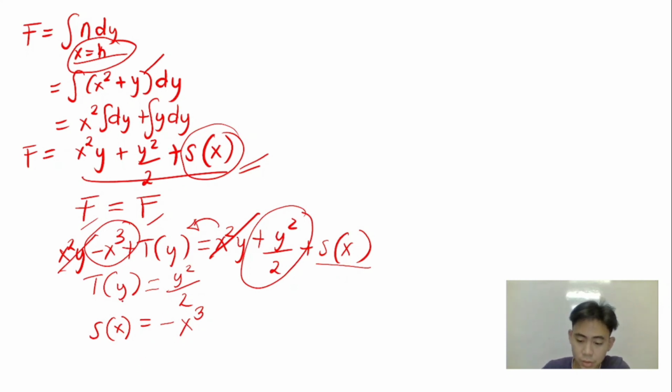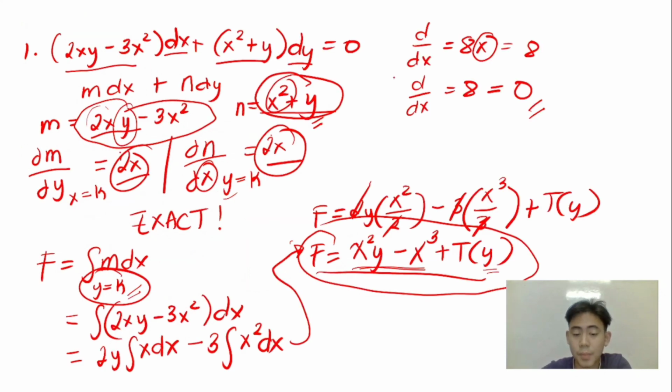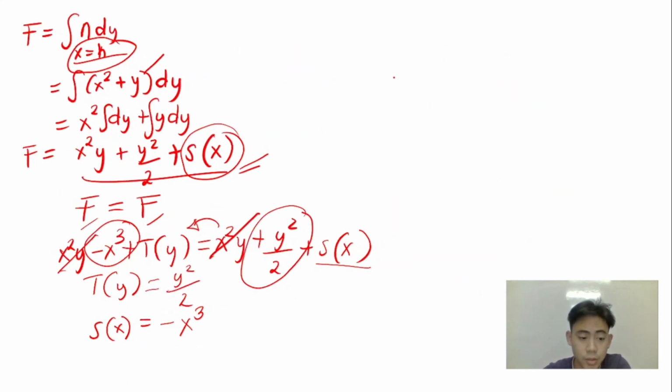Now, since nahanap na natin si t of y, the same time si s of x, substitute na natin siya sa first f or sa second f. Okay, so again, ano nga ba ang first f natin? So, ang first f natin is x squared y minus x cubed plus t of y.